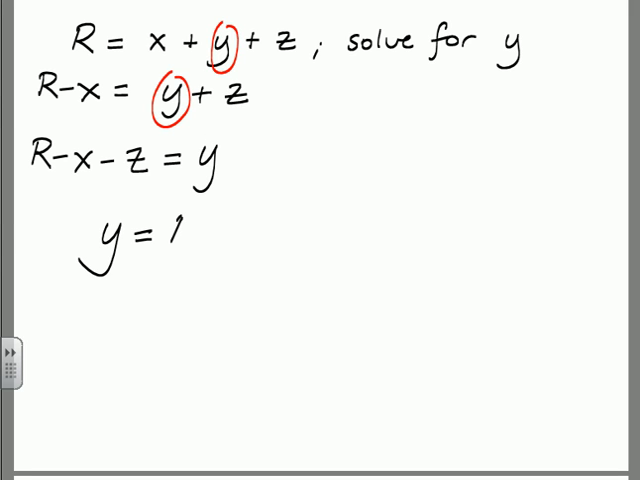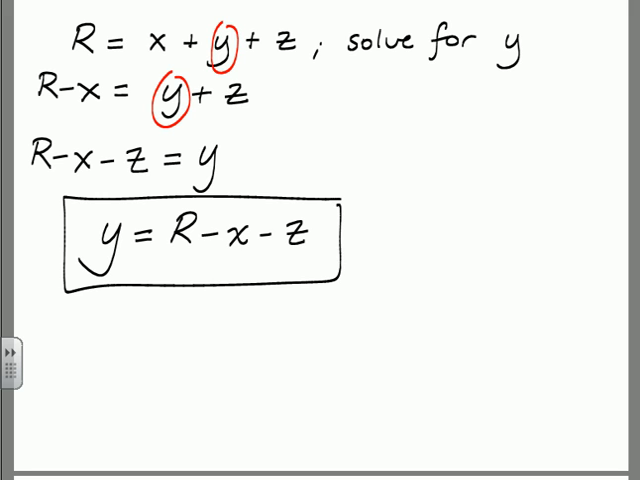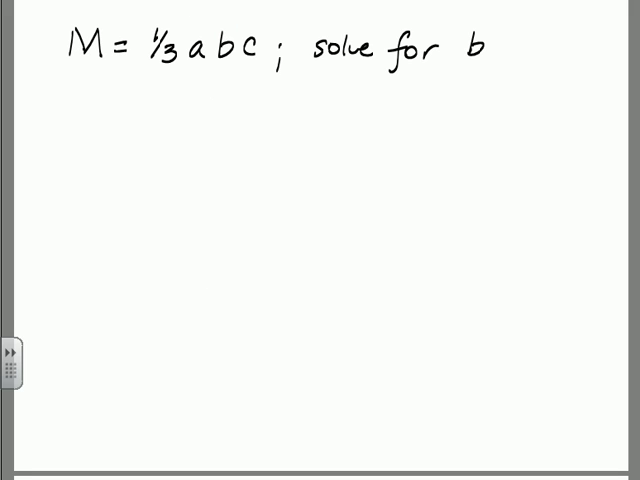So last step, just turn that baby around, and there's your answer. You have taken this equation, this formula, and solved for y. Okay, let's do a few more examples and then we'll probably have to go to another video.